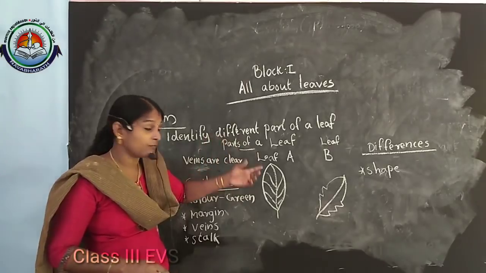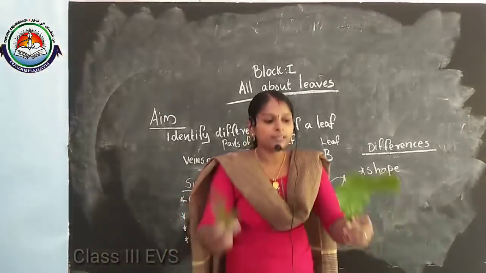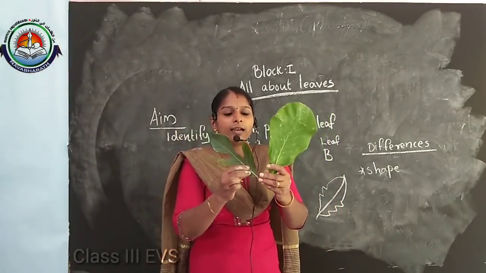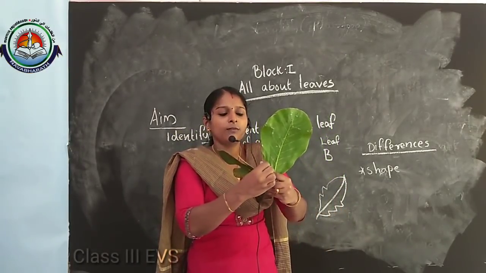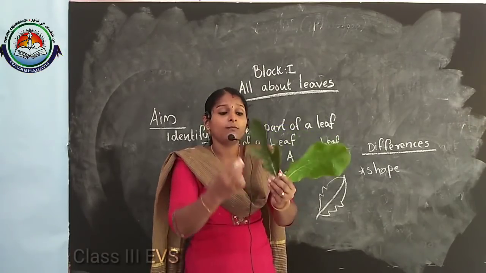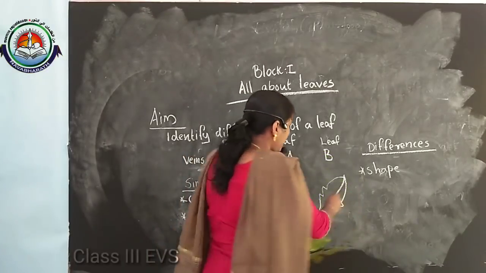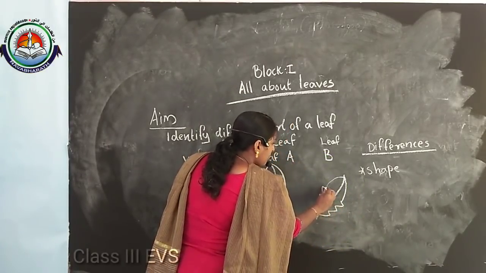Then the next difference we can find: we said both have a margin, so we can find a difference from the margin also, right? Look, these are two leaves. When we touch the edge we can find the differences. When I touch this margin I feel it is very smooth. When I touch this one I feel it is rough because it is drawn like this, so it is very rough.